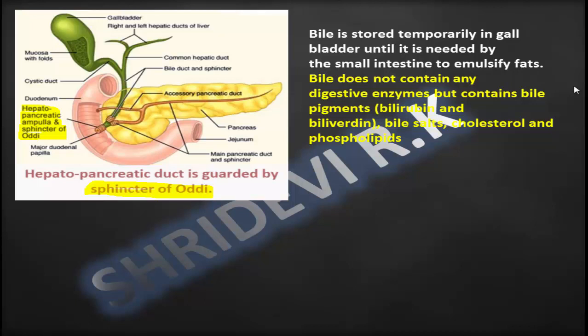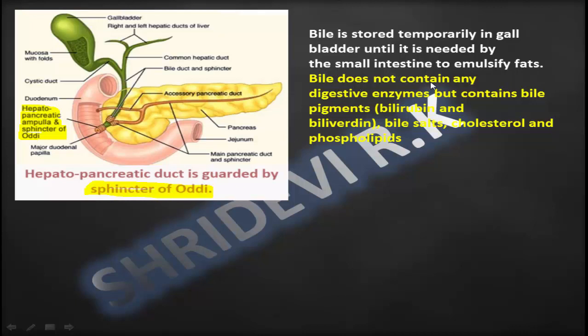So bile which is produced from the hepatocytes of the liver is first temporarily stored in the gallbladder. Then the gallbladder releases the bile juice into the duodenum whenever it is needed by the small intestine to emulsify the fat. What is emulsification? Later I will explain. When the hepatopancreatic duct needs to open, it is controlled by the functioning of the sphincter of Oddi.